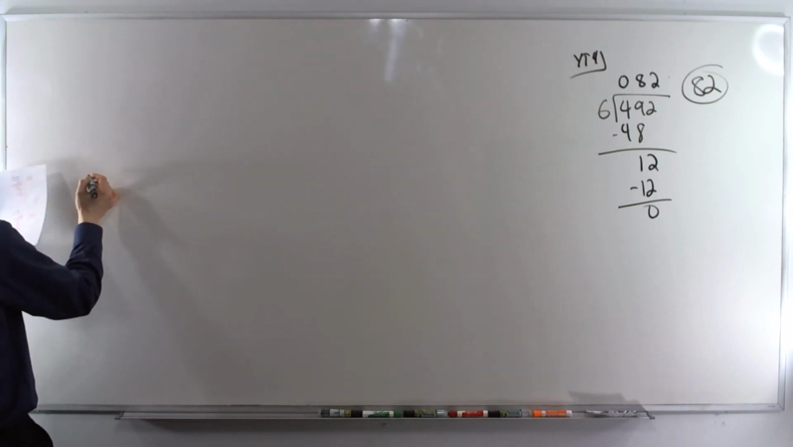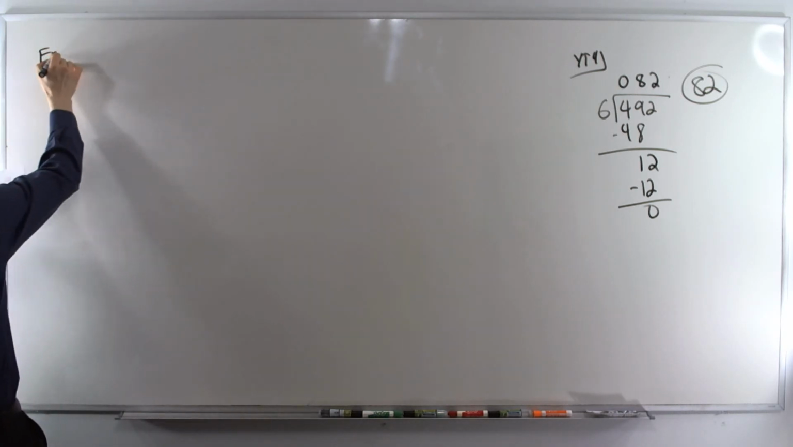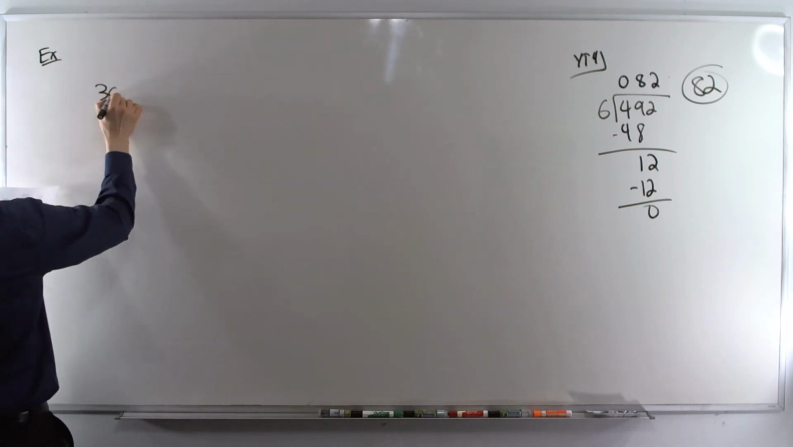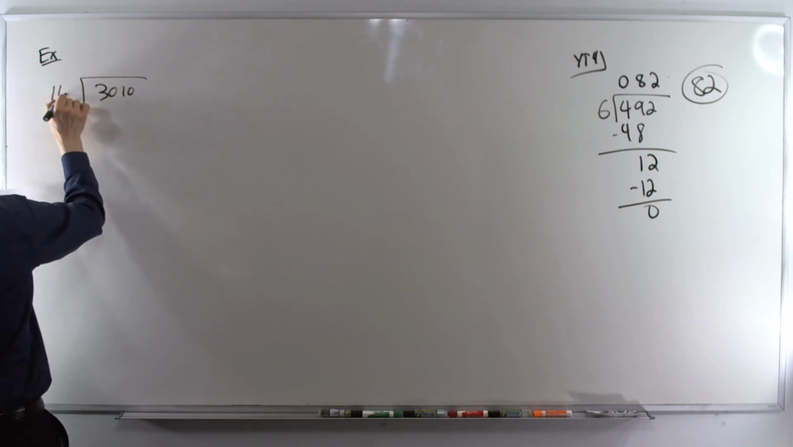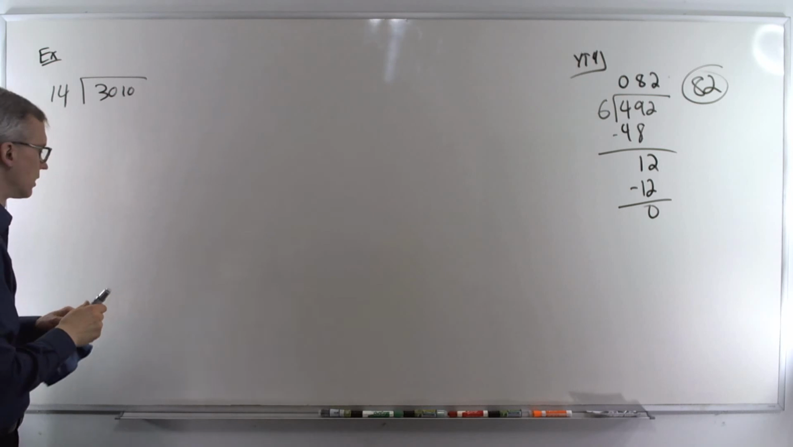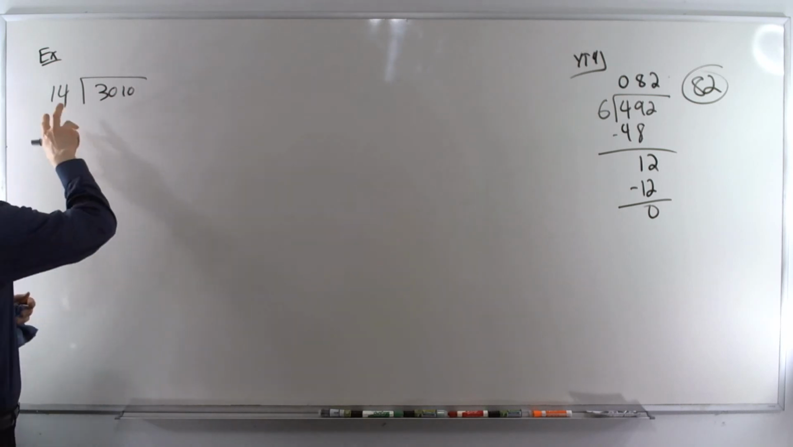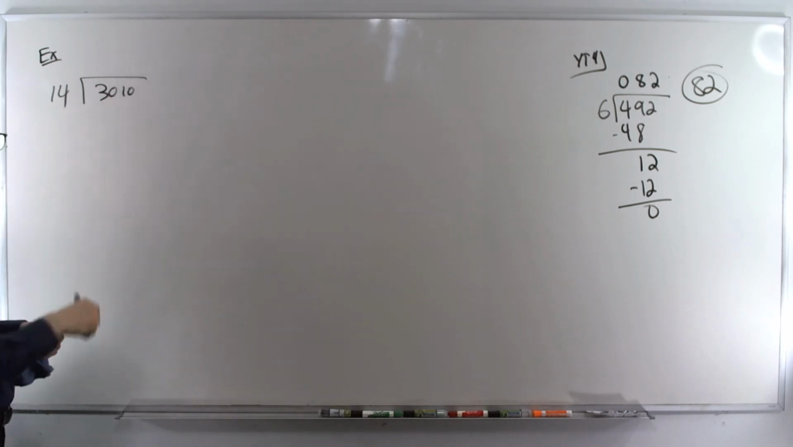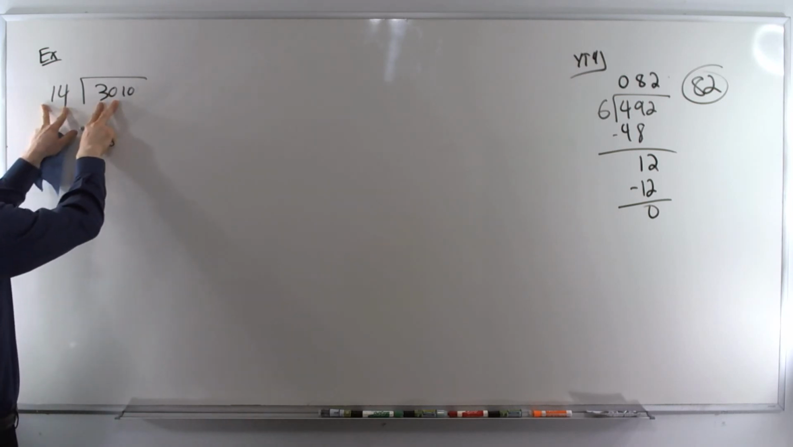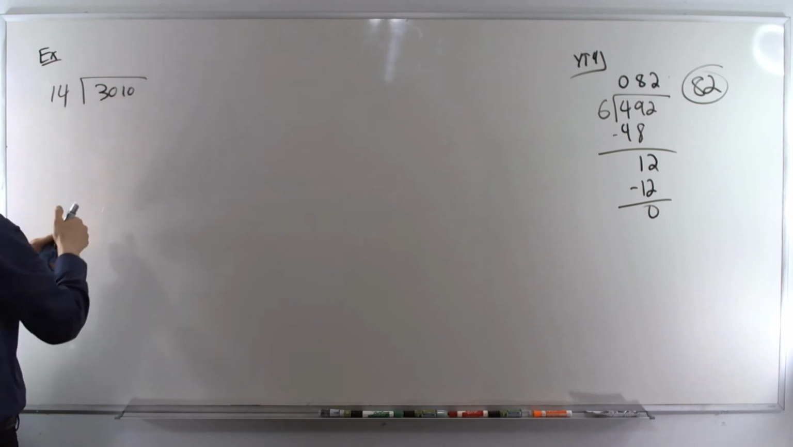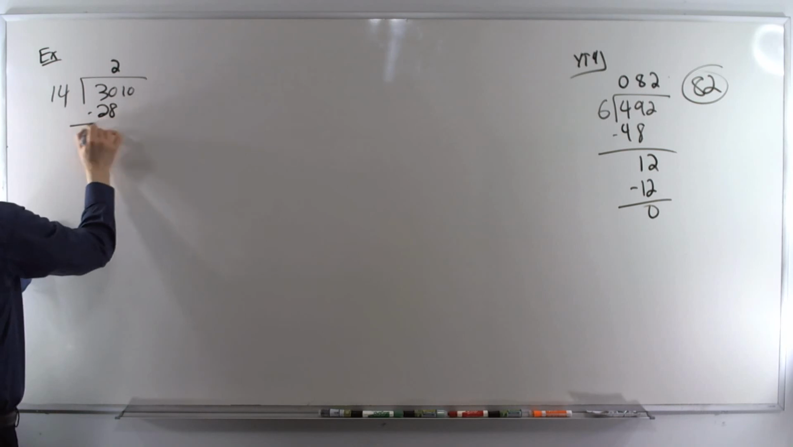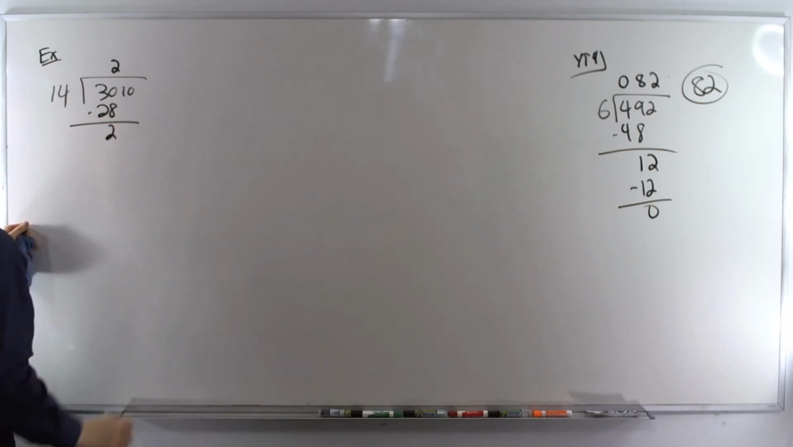All right, I'm going to start dividing by some 2-digit numbers. We got 3010 divided by 14. Now clearly, a 2-digit number is never going to go into a 1-digit number, so traditionally we just start with the first 2 digits in both cases. So how many times does 14 go into 30? That's going to be 2 times. 2 times 14 is 28. And then subtract to get 2.